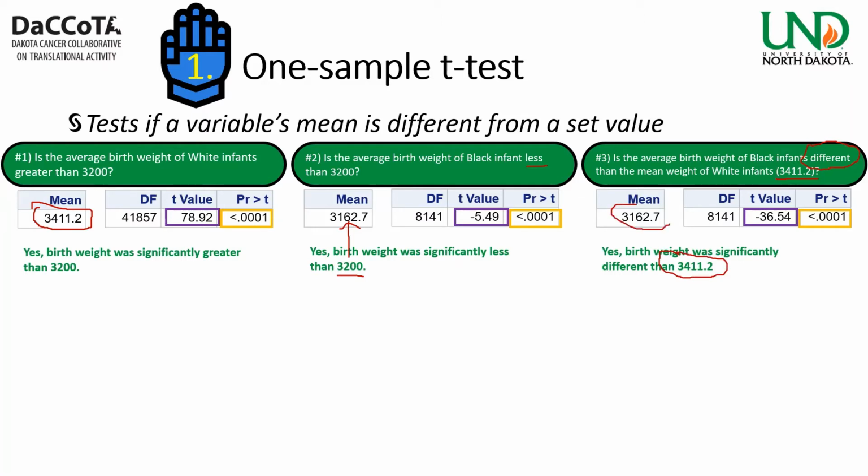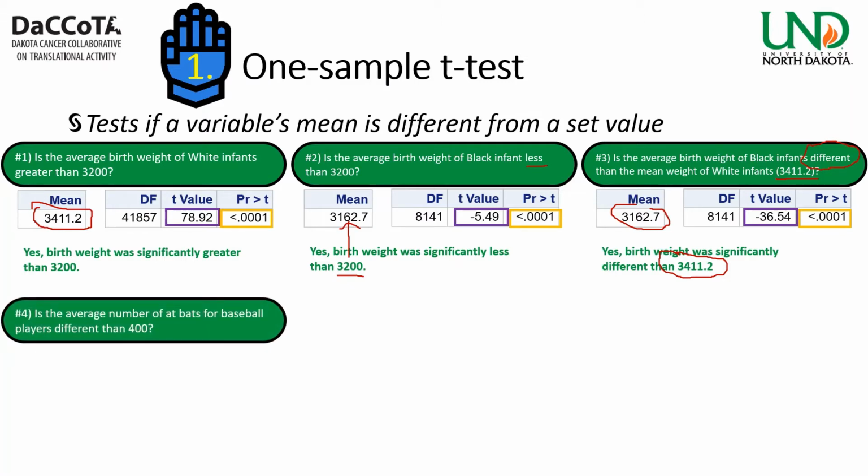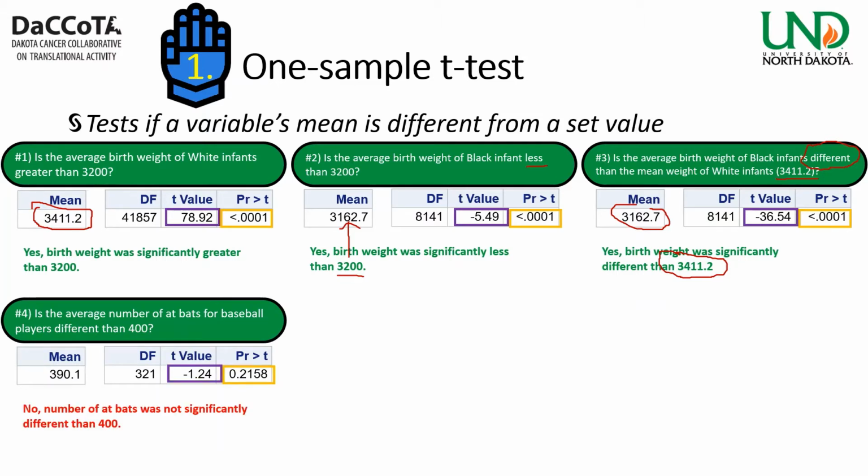This is 3-1, so black infants were significantly less than white infants. All right, let's switch to some baseball. Look at the average number of at-bats for baseball players. I think this is for season 1986. Whether it's different than 400, we find that no, it's not significantly different. While it is slightly lower than 400, it wasn't significant.